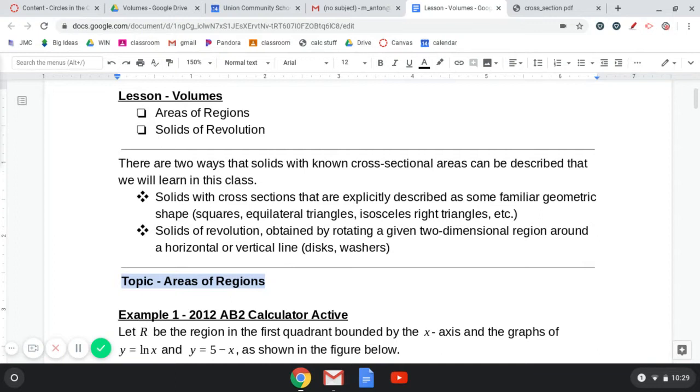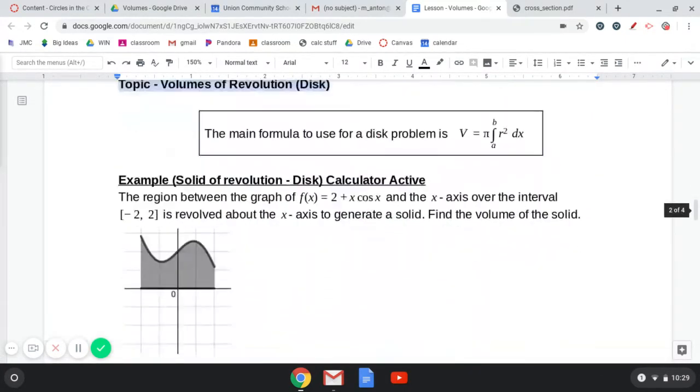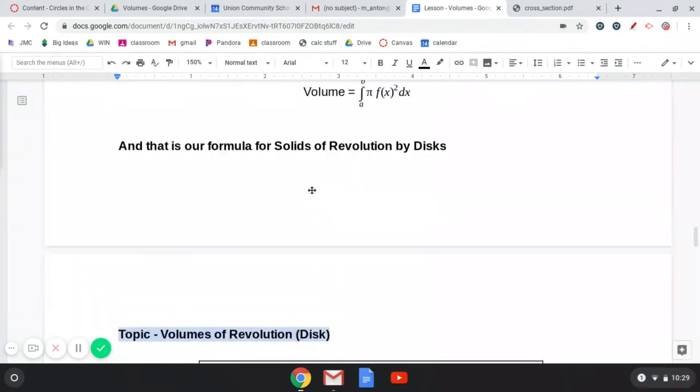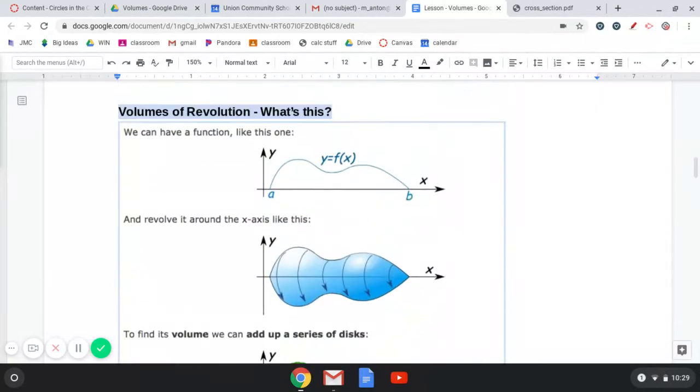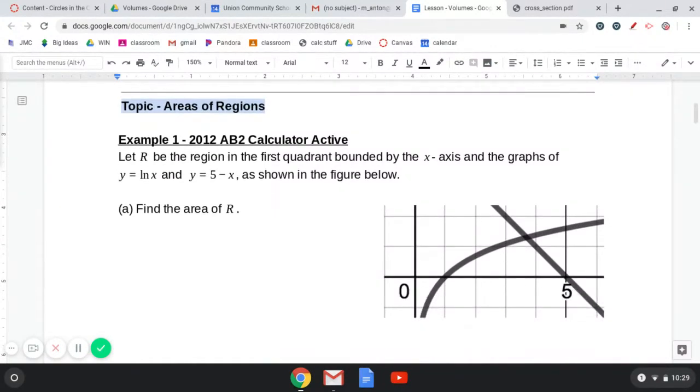But the key concept here are solids of revolution, which means if you have some function like this, what's the volume of this figure that's created by rotating the shaded area around an axis? So for example, the x-axis. And we'll talk about, I have some visuals here. But we're going to start out with areas of regions.